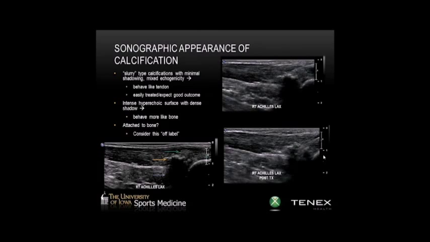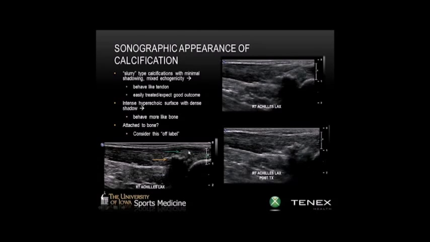So as we mentioned, these slurry-type calcifications are going to behave more like tendon. They're very easily treated, and you get very good outcomes with these. And so this is that same patient who had a couple different types of calcium within their tendon. And here's one of those slurry calcifications where the green arrow is. And so you can see this really has no shadowing behind it.